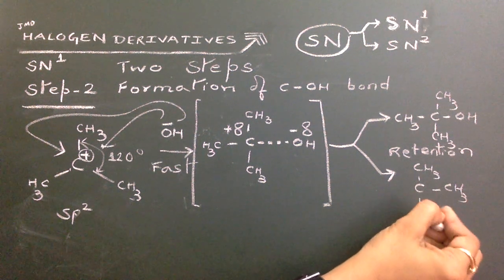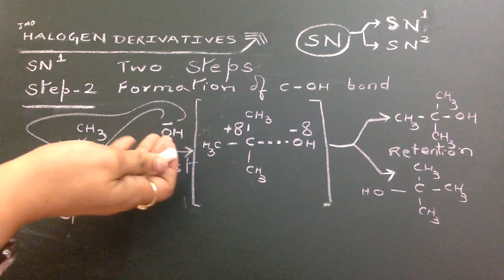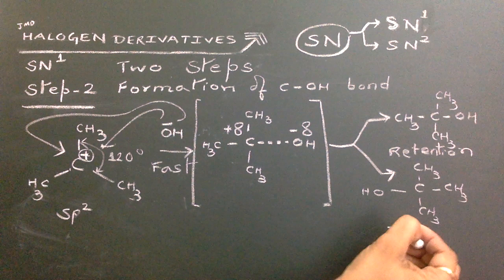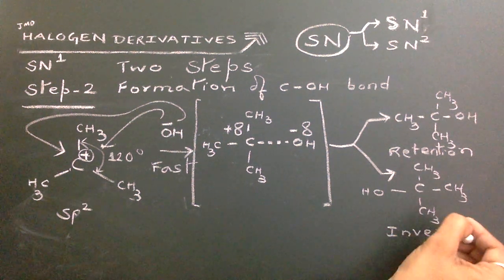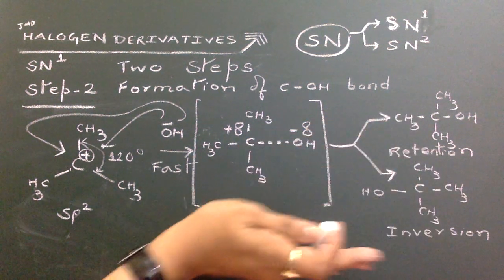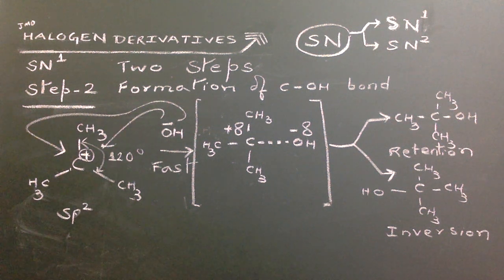There can be one more arrangement where the attacking group comes on a side opposite to the leaving group because the nucleophile is attacked from the back side. So this is called inversion of configuration, and usually it is 50% retention and 50% inversion, but very precisely we see inversion is a little more than retention. So these are the 2 steps for the SN1 reaction.